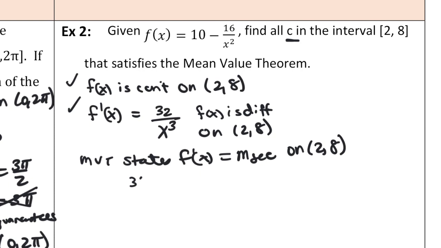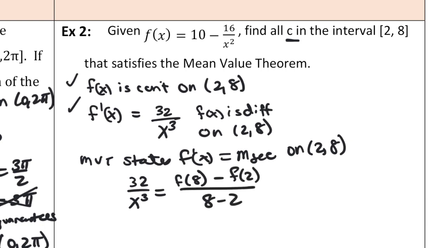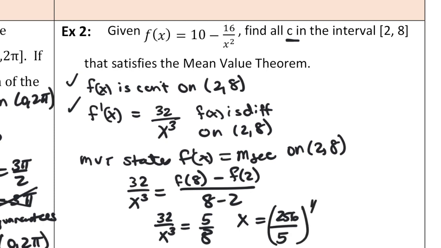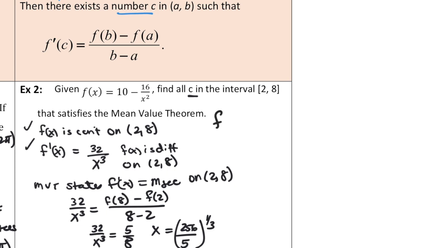So we know that 32 over x cubed must equal f at 8 minus f at 2 over 8 minus 2. And this happens when 32 over x cubed is equal to 5 over 8, or when x is equal to 256 over 5 to the 1/3 power. So this is the c value, where f prime at 256 over 5 to the 1/3 is equal to 5 over 8.